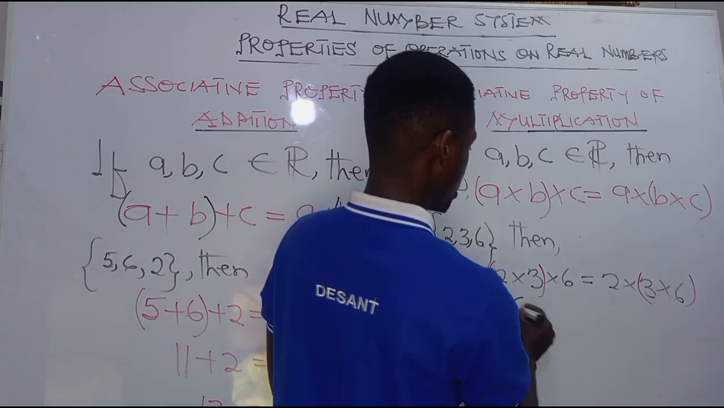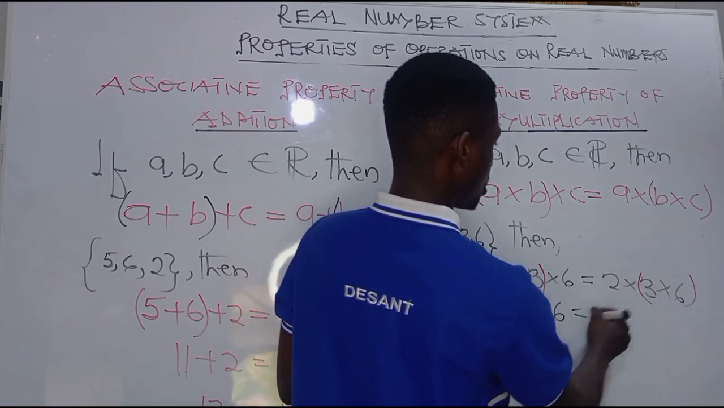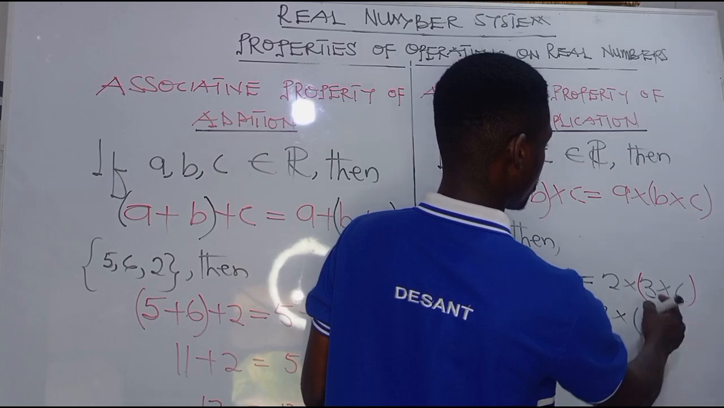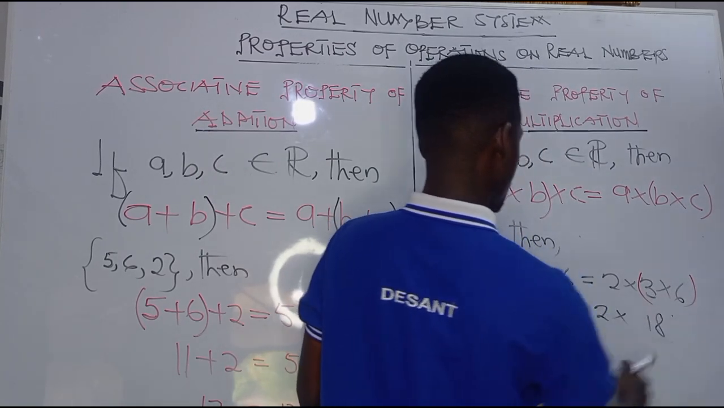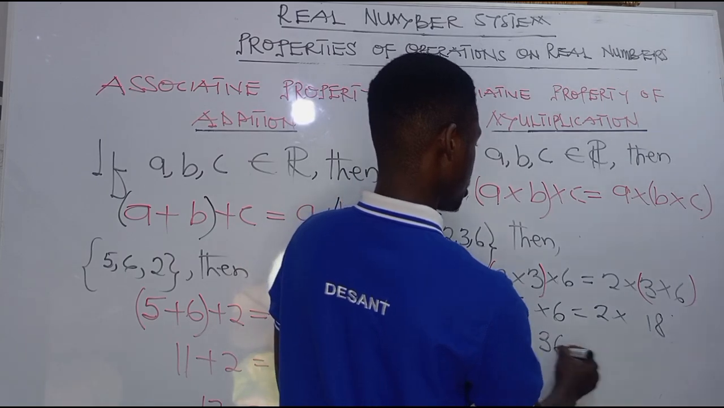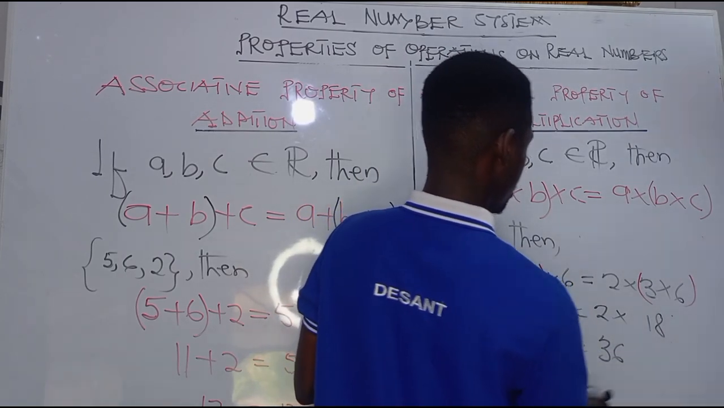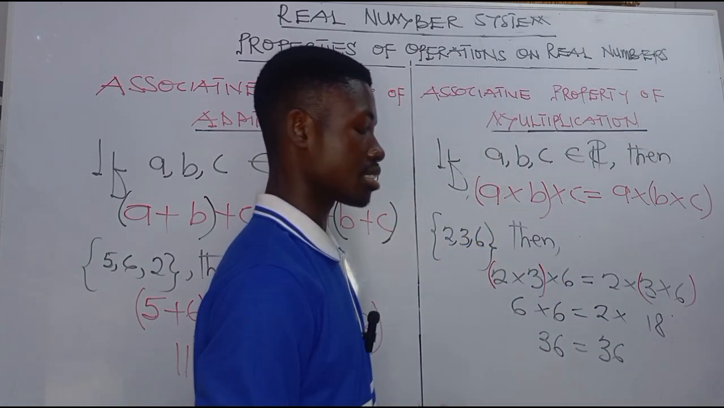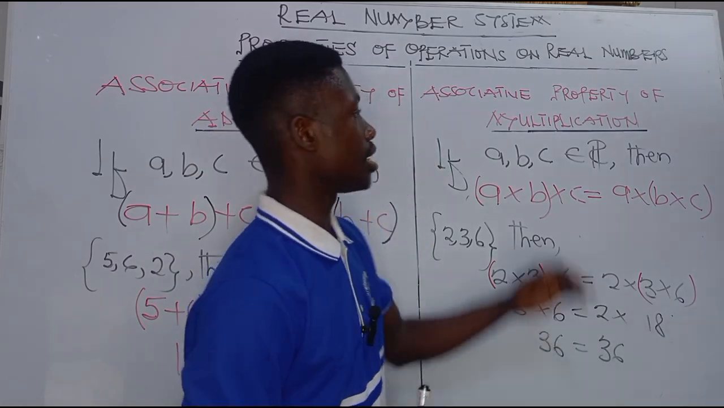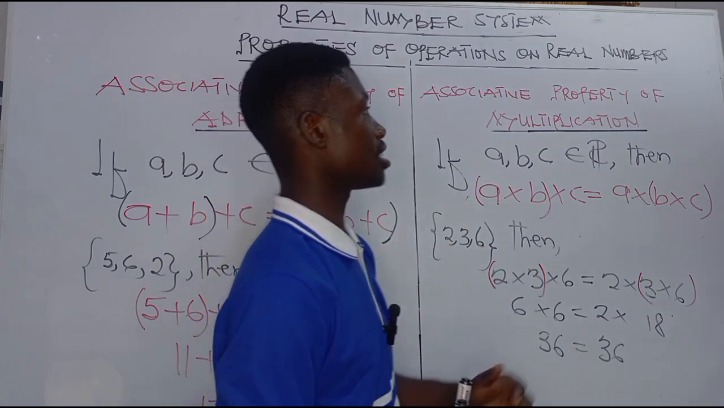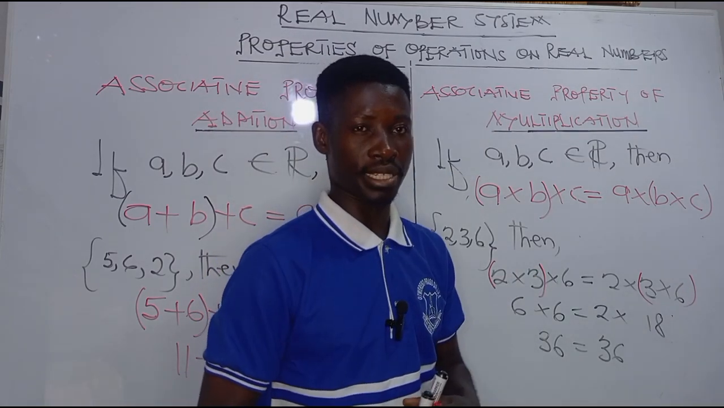So this will give us 6. This will give us 18. This will give us 36. This will give us 36. So the result on the left hand side will always be equal to the result on the right hand side, and this property is called the associative property of multiplication.